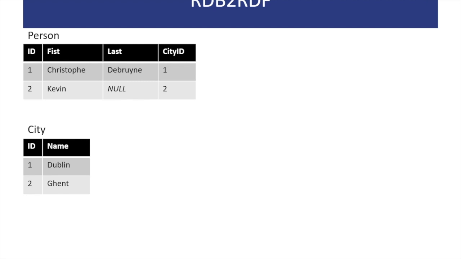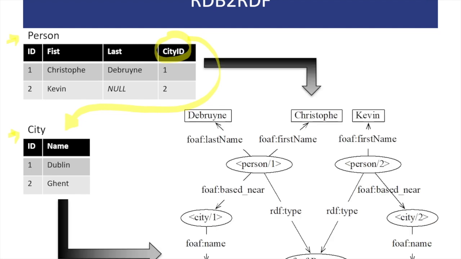In this example, we have two relational tables, person and city, and we assume that people are related to their city via city ID, which is a foreign key pointing towards records in the table city. What we want to achieve is the following. We want to state that these two records represent people and they are identified in some way, shape, or form. And those people have first names, last names. They're both of the type FOAF person, and hopefully you recall that FOAF is a vocabulary to describe people. And both of them are based near a particular city, one being Dublin and one being Ghent.